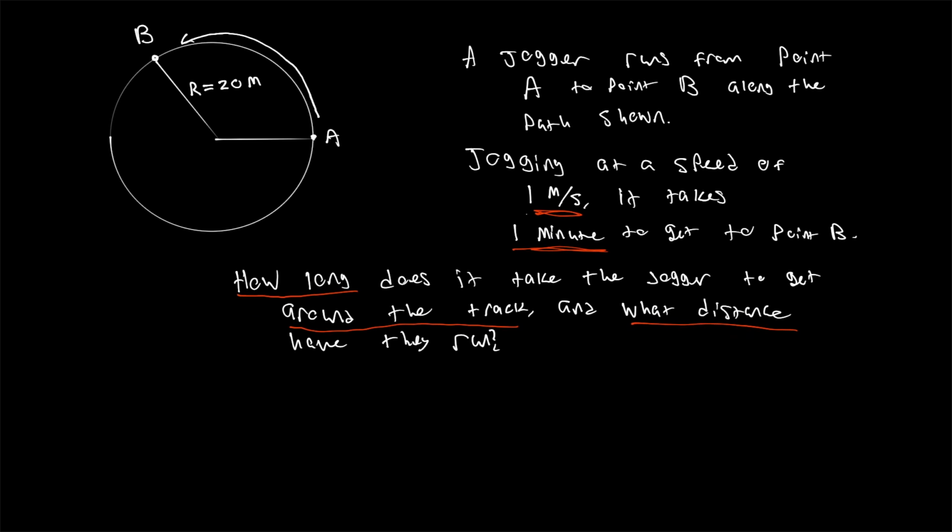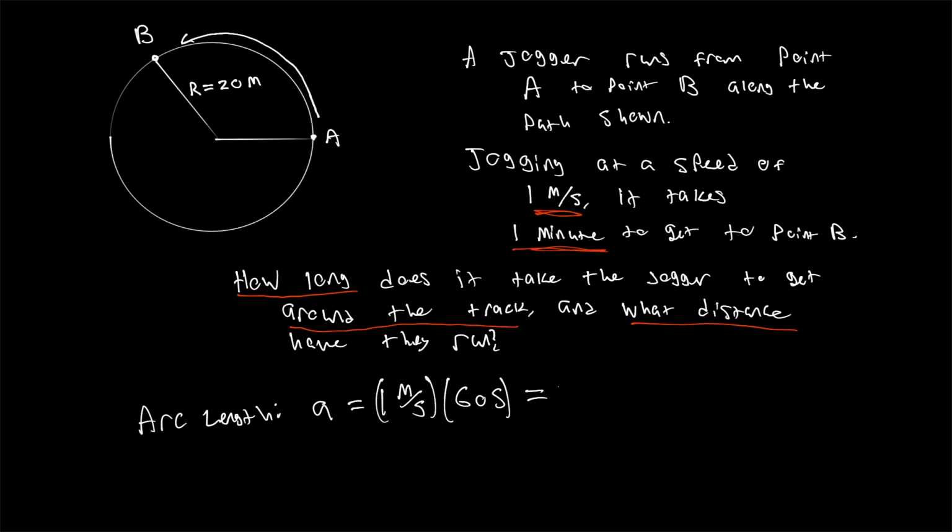So we know that they're jogging at 1 meter per second, and it took them 1 minute to get to point B. Thus, we know the arc length. A equals 1 meter per second, and 1 minute is equal to 60 seconds.